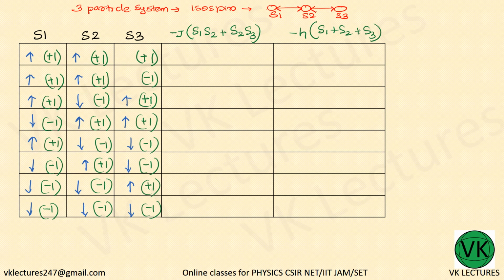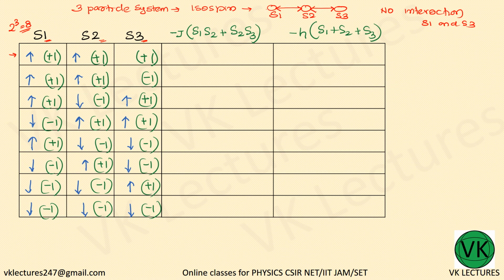No interaction between S1 and S3 because they are separated. Okay, there is no interaction. So here S1, S2 and S3 have different arrangements. It is 2 to the power 3, that is 8 arrangements. So the particles are arranged in this order.